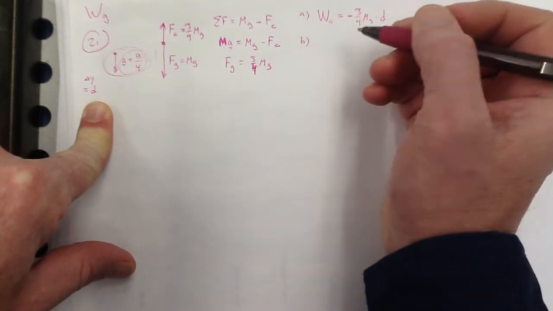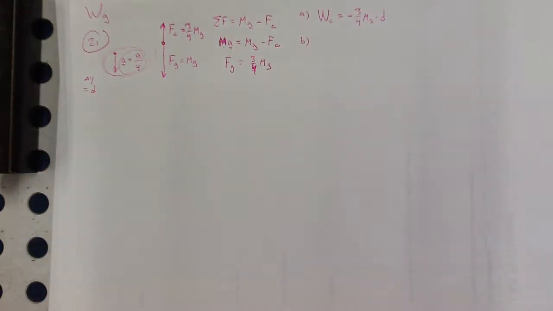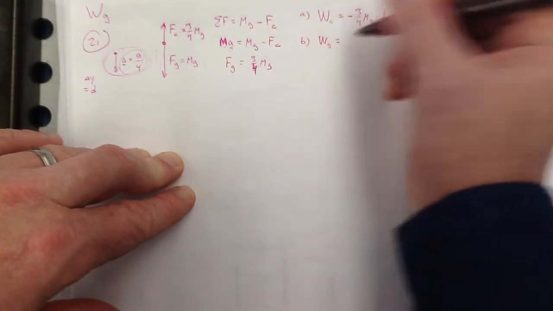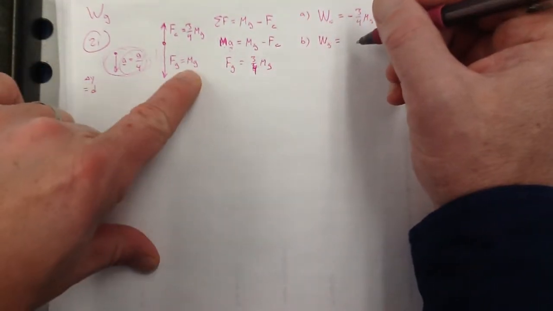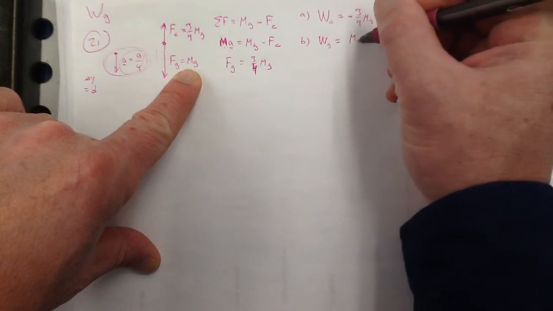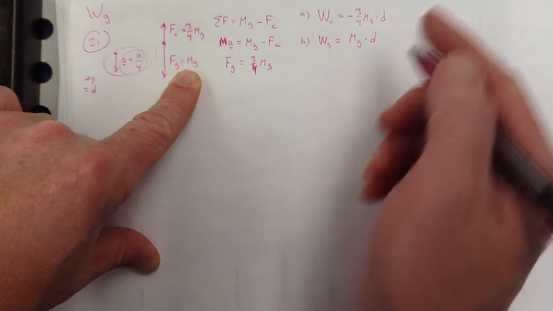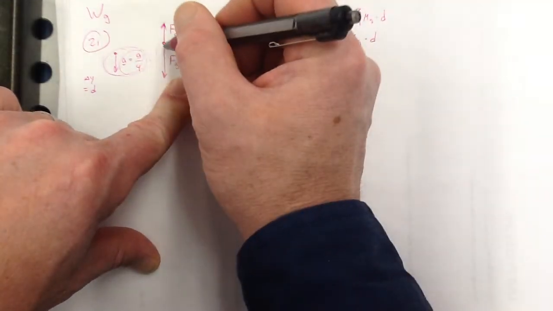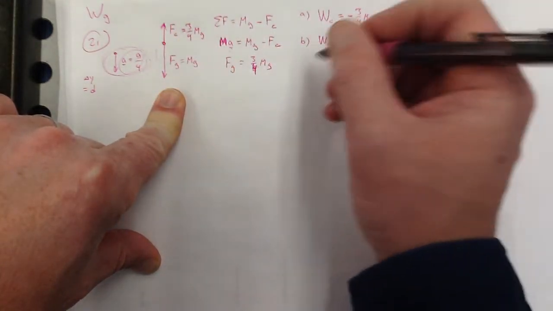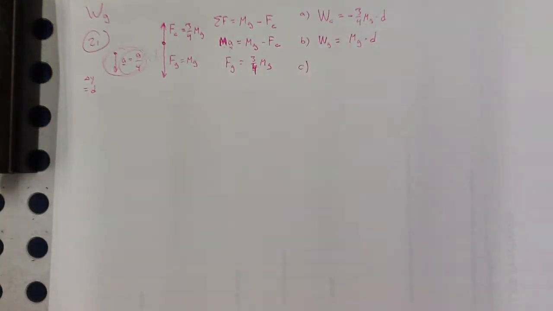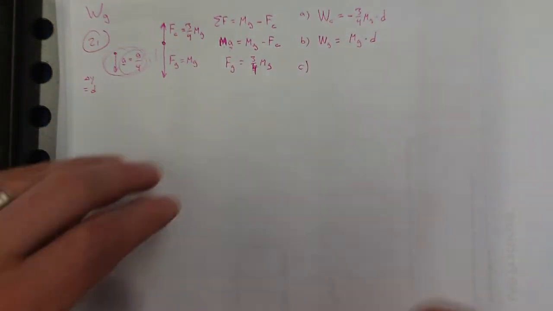For B, the work done by the gravitational force. So the work done by gravity is equal to the gravitational force times the displacement, and those are in the same direction, so that's positive. And part C, the kinetic energy of the block.